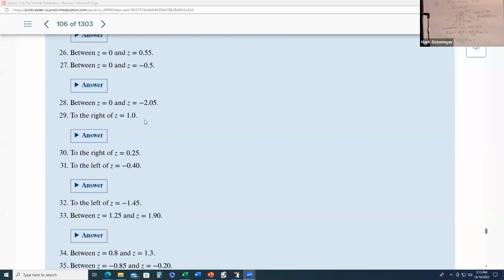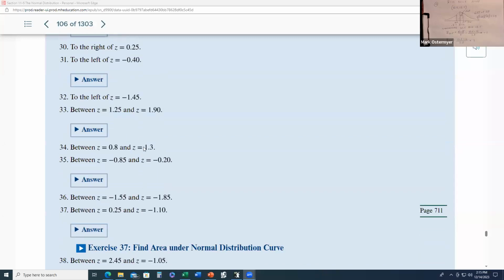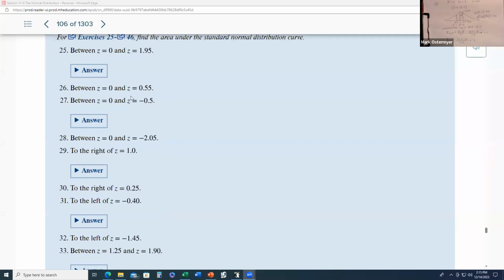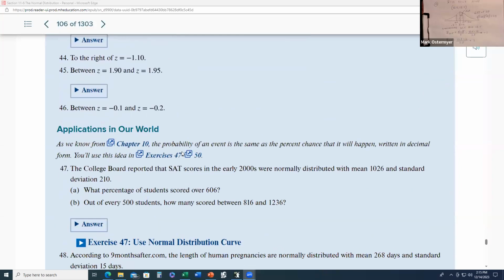All these problems are done the same way, but I strongly recommend you always draw a picture of the area you're being asked to find. Very important. It only facilitates your ability to know how to find that area with the table, because sometimes you have to use the property of symmetry, and you have to understand whether you have to add or subtract area. So it's very important to always graph the area between the two z values they want you to find. Very important to do that. Okay, let's see. Is there anything else here?